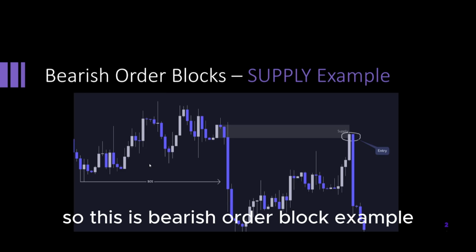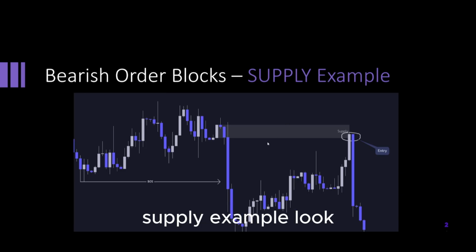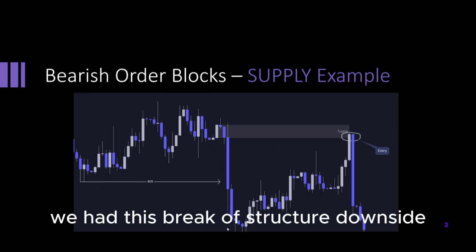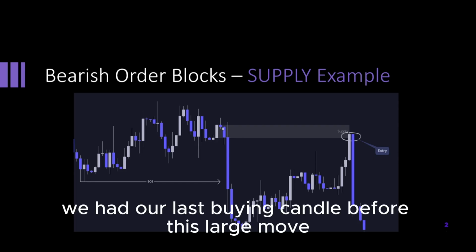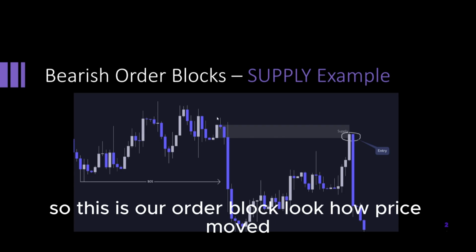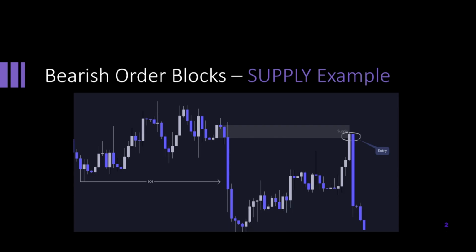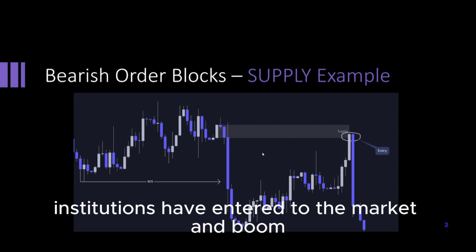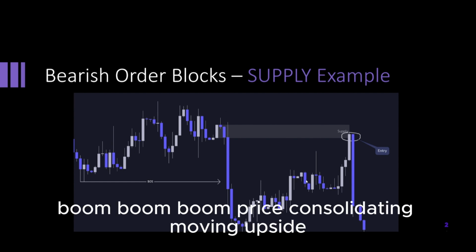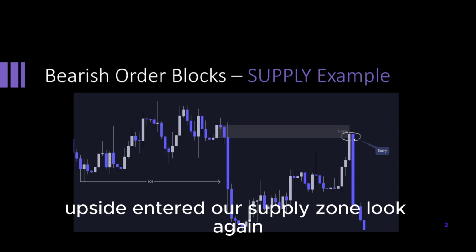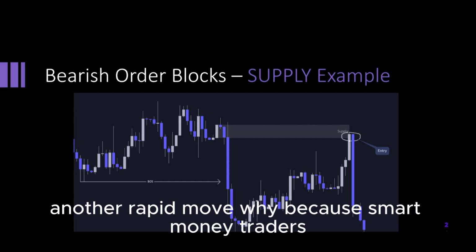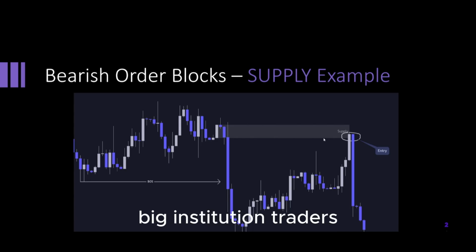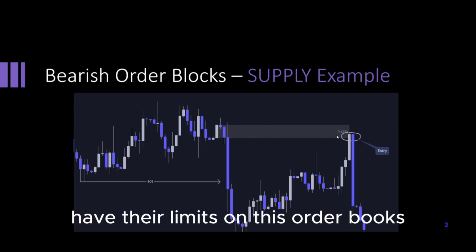So this is a bearish order block example, a supply example. We had this break of structure downside, and our last buying candle before this large move, so this is our order block. Look how price moved. Well-informed traders, smart money traders and institutions entered the market, and boom, price consolidated, moved upside and entered our supply zone. Again, another rapid move. Why? Because smart money traders and institution traders have their limits on these order blocks.